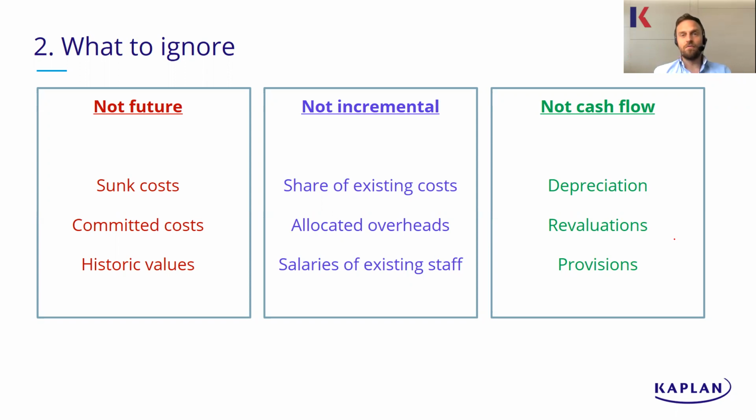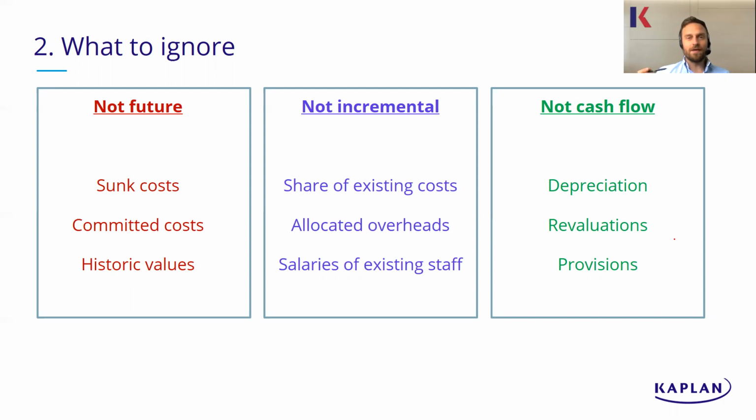And equally allocated overheads. So similar concepts. They might say, oh yeah, we'll give you a share of the rent of the factory. We're going to allocate this project a bit of the share of the rent of this factory. Assuming that the factory is the same factory as we had before, again, not relevant. It's not an additional cost.